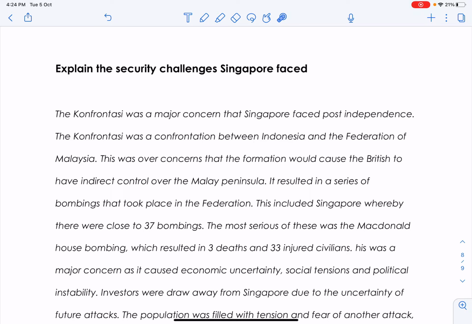Alright, now for your essay. Now your essay part A is going to be describe. So part A is going to be your describe and part B is going to be your explain. What's the difference between the two?